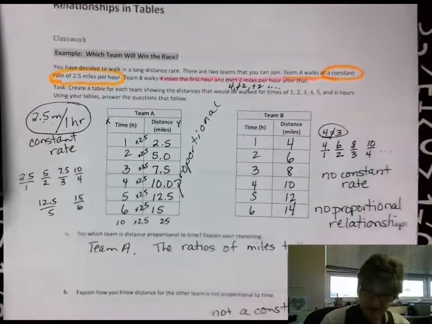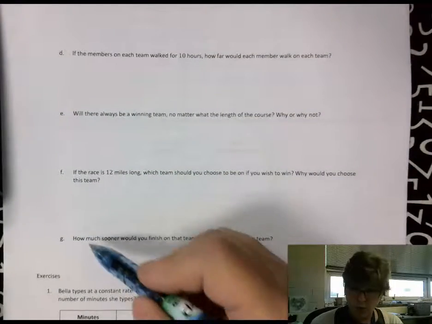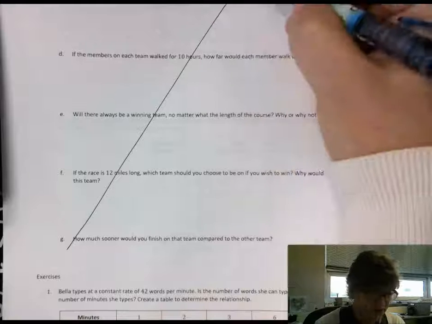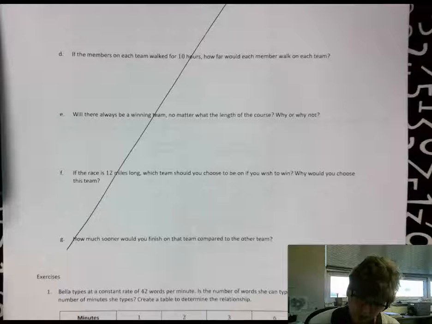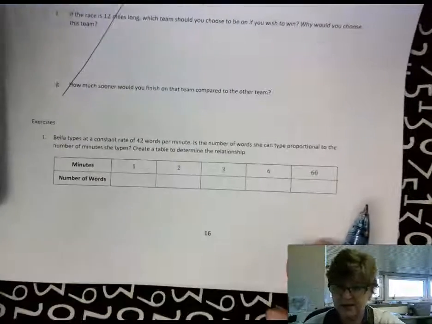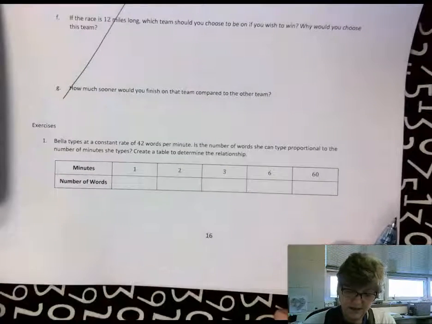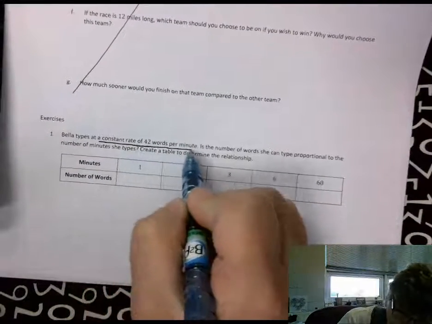Now, as we look at the next page, we're not going to actually cover these top questions, so we're just going to skip those and move on. We're going to go down here and take a look at exercise number 1. So before, I'm going to get us started, and then I'm going to let you continue it and then come back. Bella types at a constant rate of 42 words per minute.